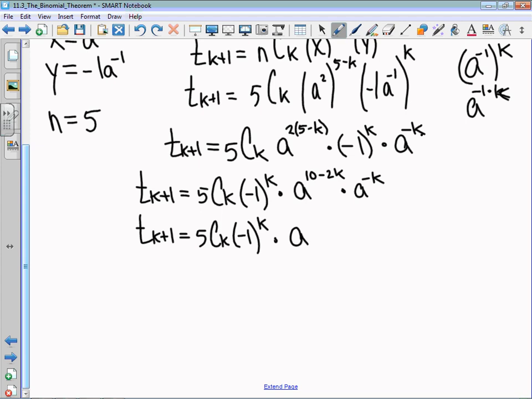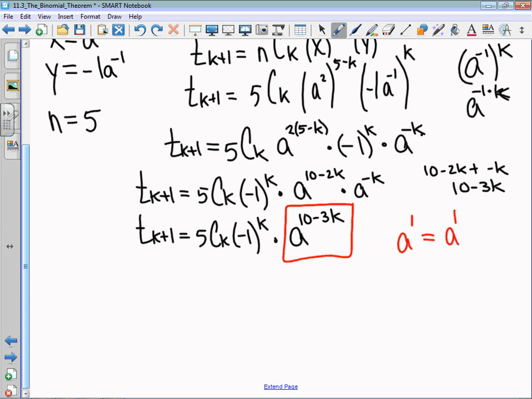And that's going to be a really important consideration, that because I'm adding them together, if I take 10 minus 2k and I add -k, I get 10 minus 3k. So that becomes the exponent on that a variable. Now, what's really important is that if we want to see where we have a to the power of 1, the only thing that controls the exponent on a is this piece of the expansion. So if I know that the term I'm looking for contains a to the power of 1, then a to the power of 1 must be found by a to the power of 10 minus 3k.